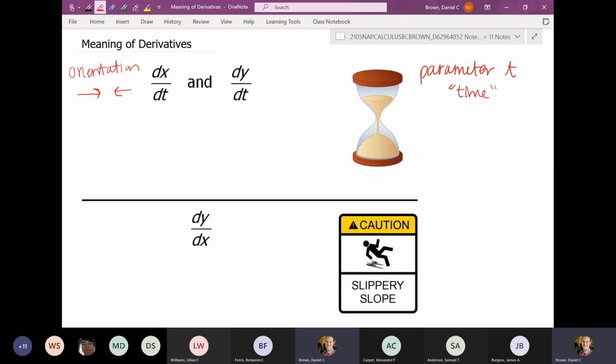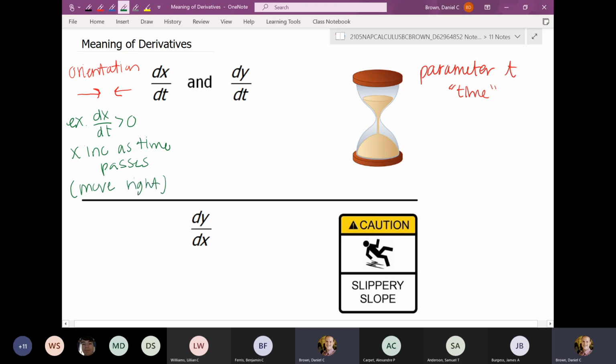And so it basically is going to talk about the left or the right hand movement of the graph as t increases. What I mean by that, as an example, if I tell you that dx/dt is greater than 0, then we know that x is increasing as time passes. So as that parameter increases, then x is also increasing. Or in more general terms, we know it's going to move to the right. And then the reverse of that is also true. If dx/dt is less than 0, then we know that graph is moving towards the left as t is increasing.